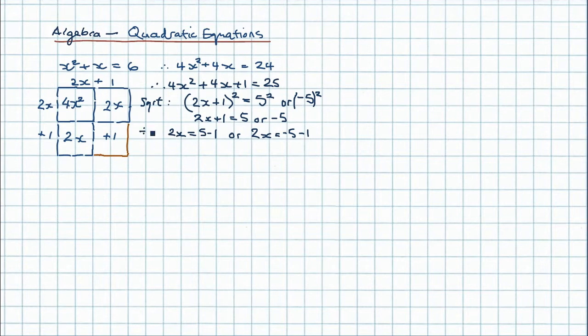Let's just put divide by 2 so you can see what I'm doing here. So 2x divided by 2 is simply x, and 5 minus 1, in other words 4 divided by 2 is 2. Okay? Or we've got 2x divided by 2 is x equals minus 5 minus 1, so that's minus 6 divided by 2, in other words minus 3. Okay?